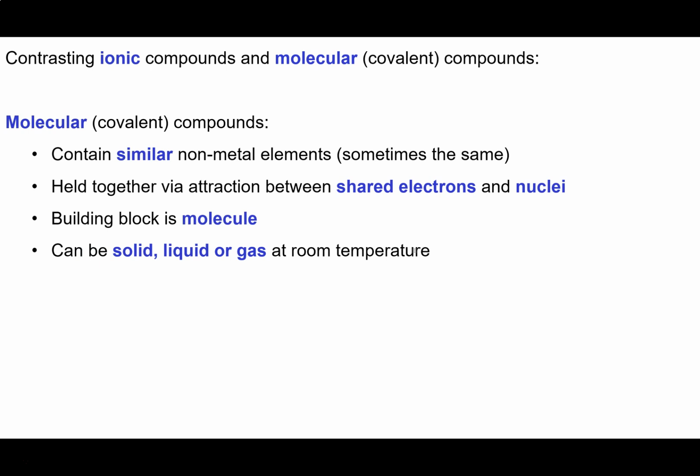Now, molecular compounds are formed between non-metals that are all bunched over on the right of the periodic table. Sometimes they're even formed between the same non-metal atoms, as we saw with the hydrogen molecule. What's holding together a molecular or a covalent compound is the attraction of the nuclei of the atoms to shared electrons. That's what's holding them together.